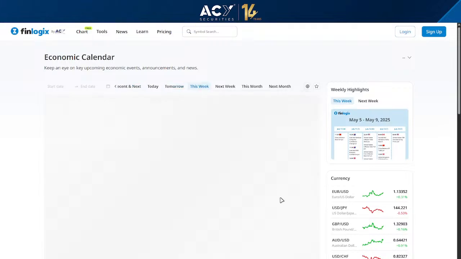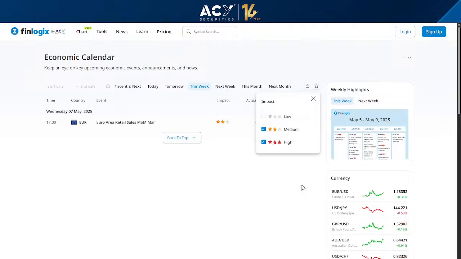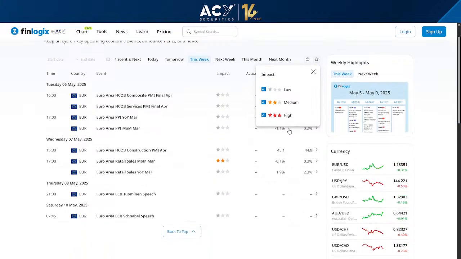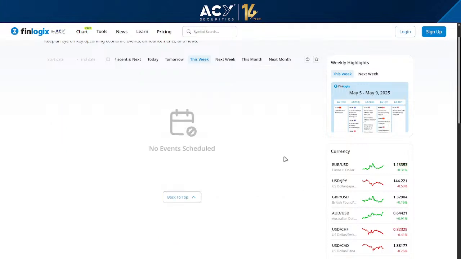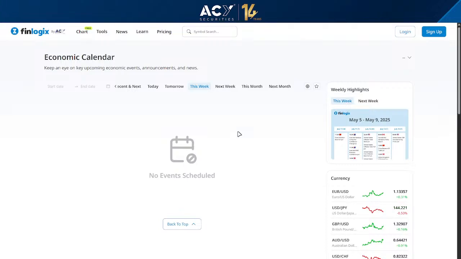So for euro this week, actually, we don't have any red folders. Yeah, I actually don't on these folders, the low and the medium. So I only trade based on what the red folders are showing me. So right now, we don't have any significant news.